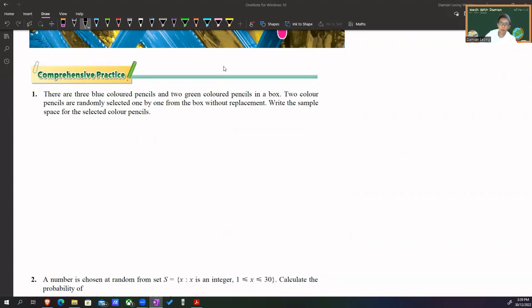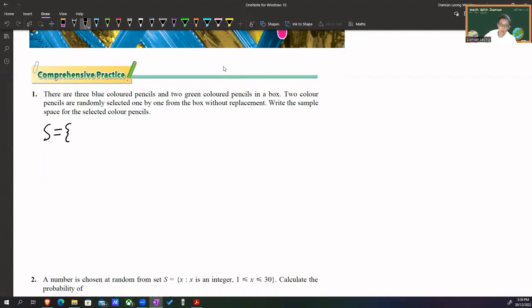So to get the sample space for the selected colored pencils, basically sample space is very simple. It's just all the possible outcomes. A set with all the possible outcomes inside. So I draw 2 colored pencils one by one without replacement. Yeah, so basically there are only blue colored pencils, the 3 blue colored pencils. We name them 1, 2, 3, and the green colored pencils, there are 2 of them, so 1, 2.